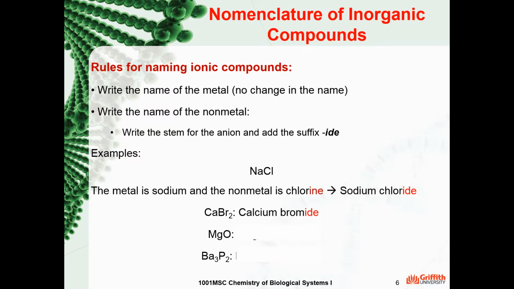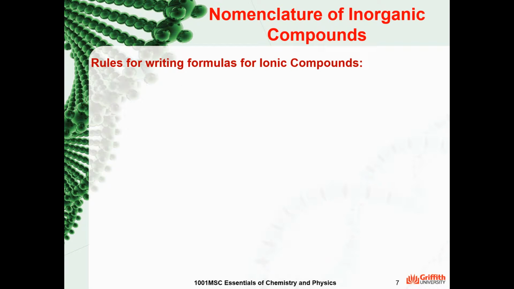CaBr2 is called calcium bromide. MgO is called magnesium oxide. And Ba3P2 is barium phosphide. So naming ionic compounds is fairly straightforward.